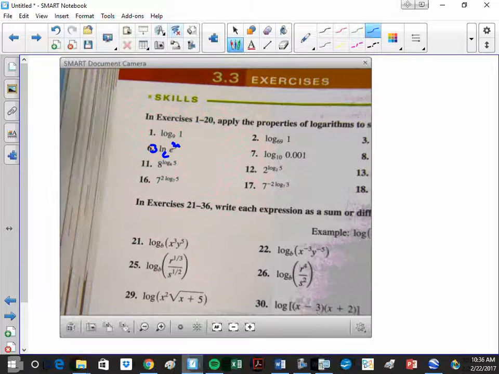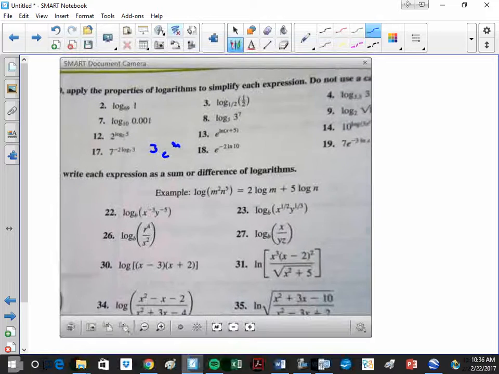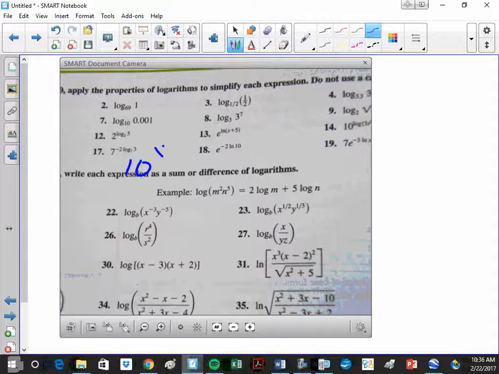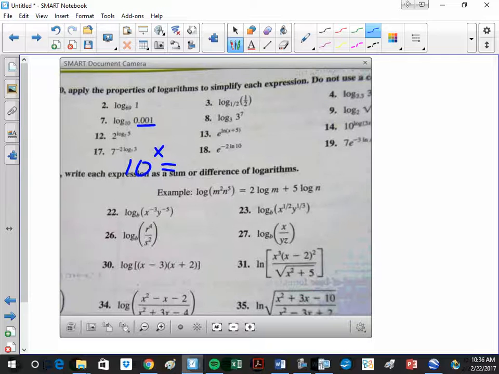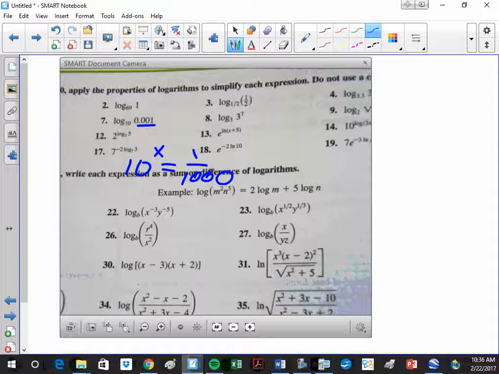Okay, so next one. 10 to what power is 1,000th, right? So 1 over 1,000. So negative, we'll flip it upside down, and 10 to what power is 1,000? 3. Right? We need 3 tens to create 1,000. 10 times 10 is 100 times 10 is 1,000. So the answer is negative 3. Did I skip 6? Yeah, 6 was 3.